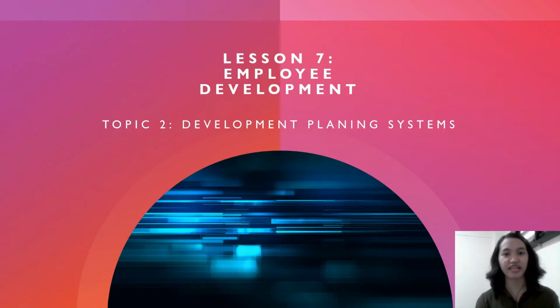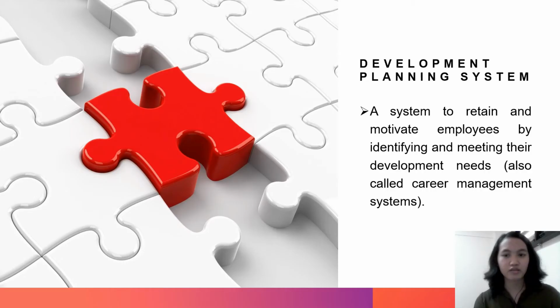Hello again, and I'm here to continue Lesson 7, which is about employee development, and we're here to tackle the second topic, which is about the development planning system. A development planning system is a system to retain and motivate employees by identifying and meeting their development needs, also called career management systems or CMS.